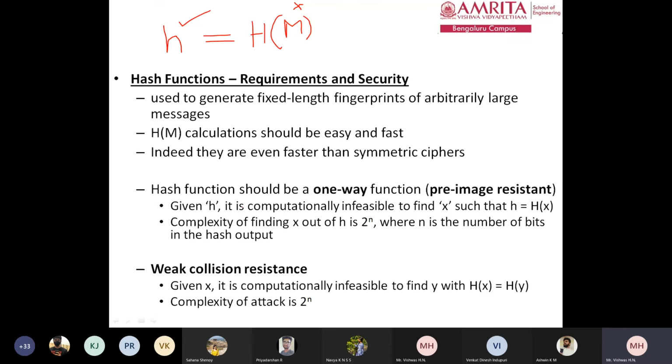Given H, it is computationally infeasible to find X such that H is equal to H of X. Complexity of finding X out of H is 2 to the power n. Is that clear? You can say it is an NP problem, not a polynomial P problem, basically an NP problem.